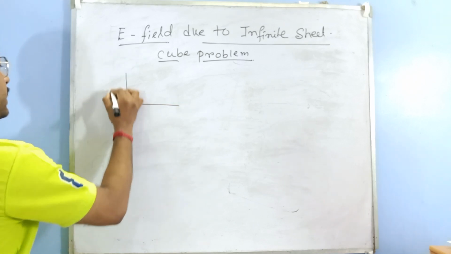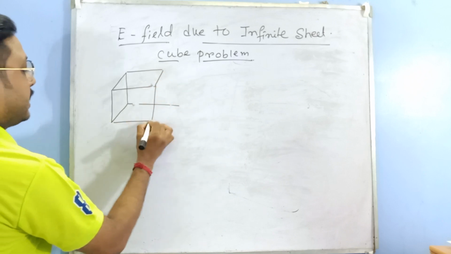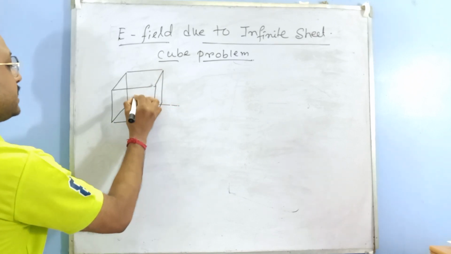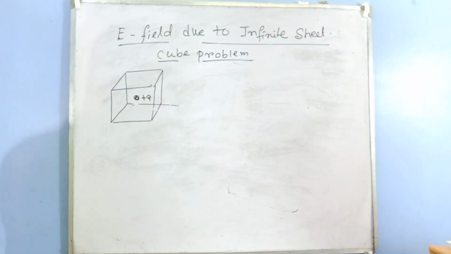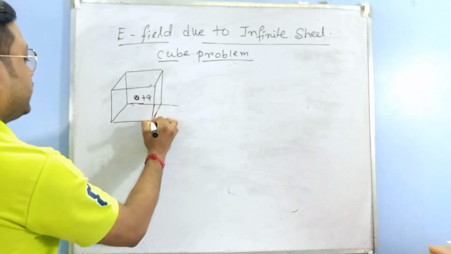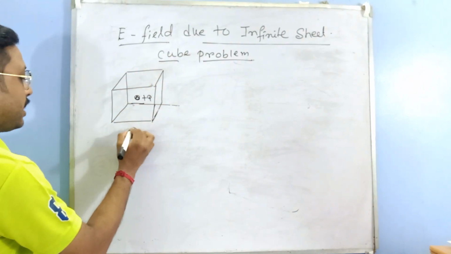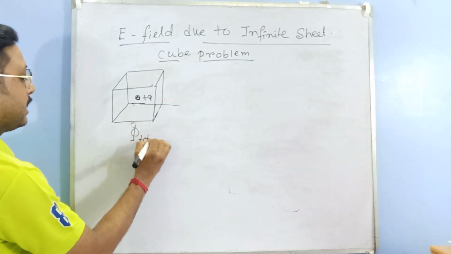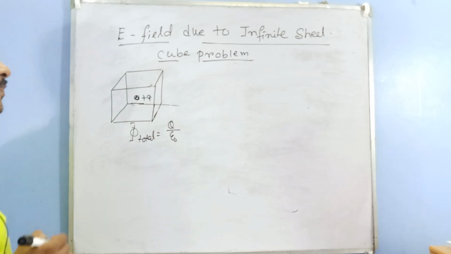Suppose a charge q is placed at the center of a cube, then what is the total flux of the cube? The total flux phi total equals total charge divided by epsilon naught.